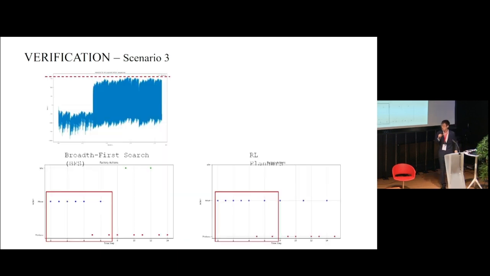So to validate our solution, we use a BFS search approach to explore the action space, and you can see from the results that the solutions given by the reinforcement learning planners almost align with the solution given by the BFS search. Especially the first part of the solution.